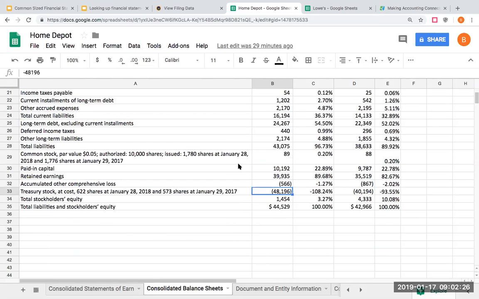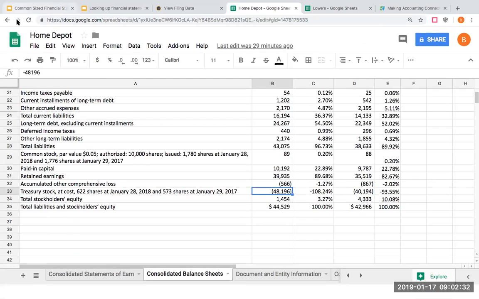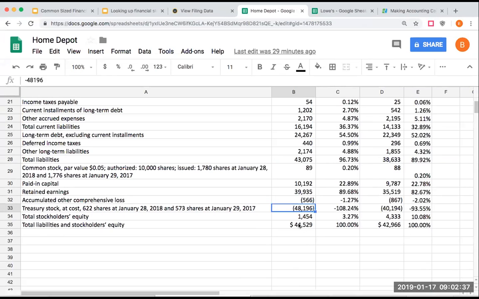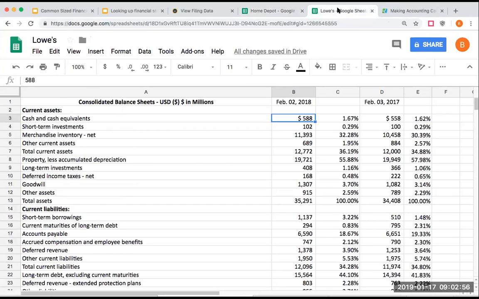It's a very, very different company. So you have to remember these kinds of things when you're going through and looking at the financial statements. So Home Depot, even though their liabilities are a huge percentage of their total liabilities and shareholders' equity, you have to remember that they went out and repurchased a bunch of their shares that they could turn around and sell tomorrow. So that's something to just kind of consider.